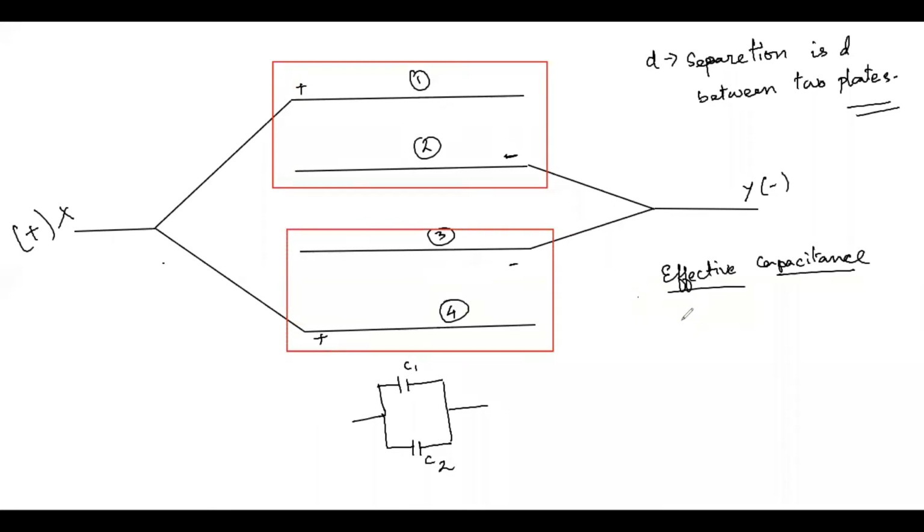Alright, so for C1, it is nothing but epsilon naught A by D, since the plate area is A and the separation between them is D for this first arrangement. And for the second arrangement, it is also the same, which is epsilon naught A by D. So when we find our equivalent capacitance, that is C net, it is nothing but C1 plus C2, which will be the same as 2 epsilon naught A by D.